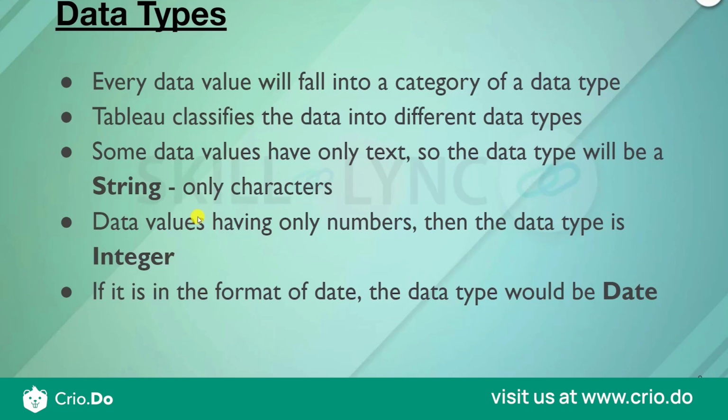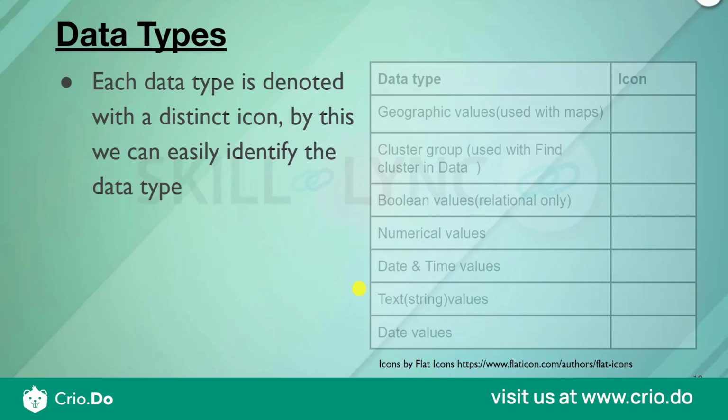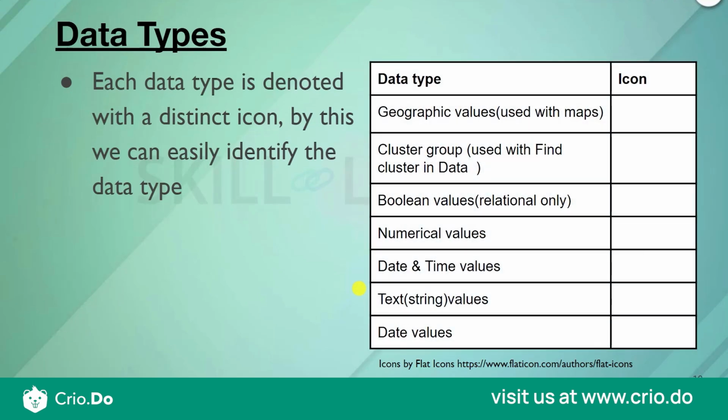If the column is in a date format, then the data type would be date. The date type can also be displayed in different formats, but whenever you have this data in a date format, Tableau will recognize it automatically and tag the data type as date for it. Each data type is denoted with a distinct icon, so by this, we can easily identify the data type inside the column.